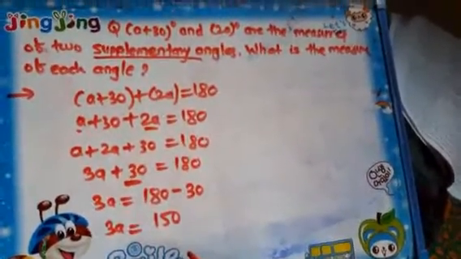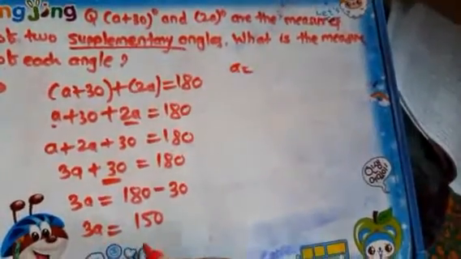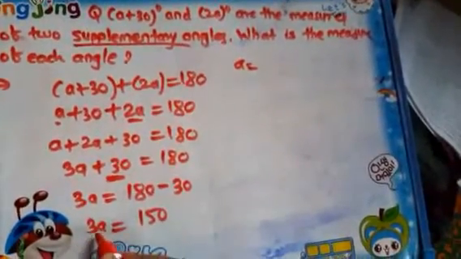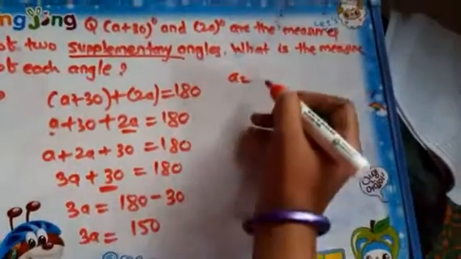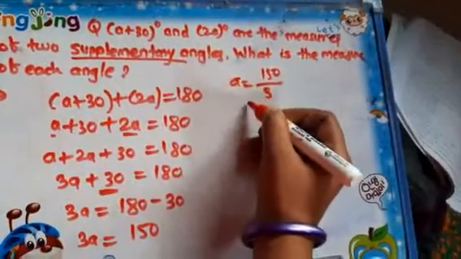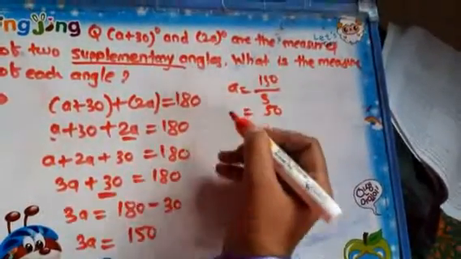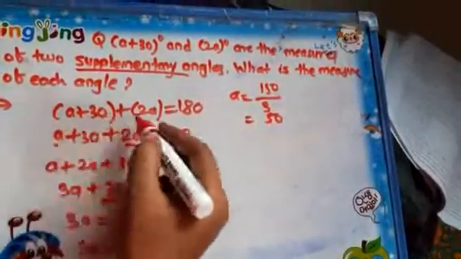Therefore, a will be equal to 150 divided by 3. This 3 we will shift here; it is in multiplication, so it will go in division. So a's value will be 50. This is the value of a. We will put this value in both the angles.